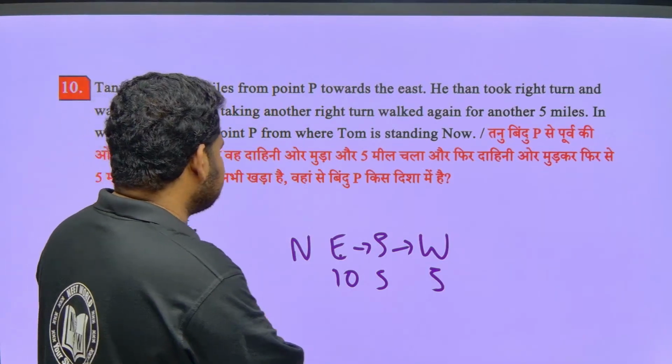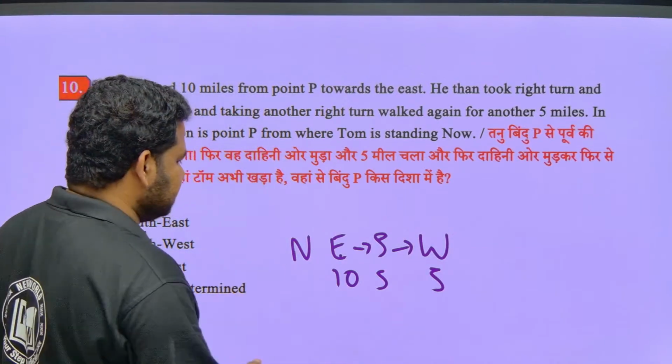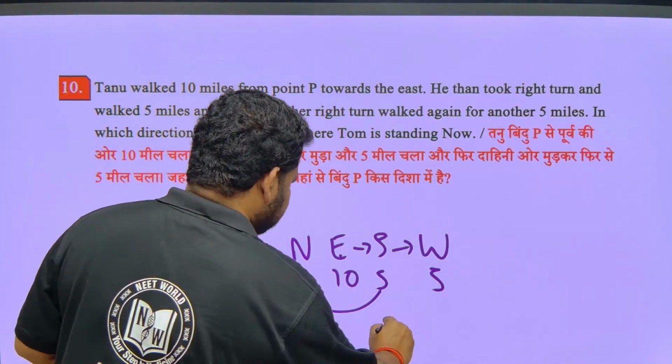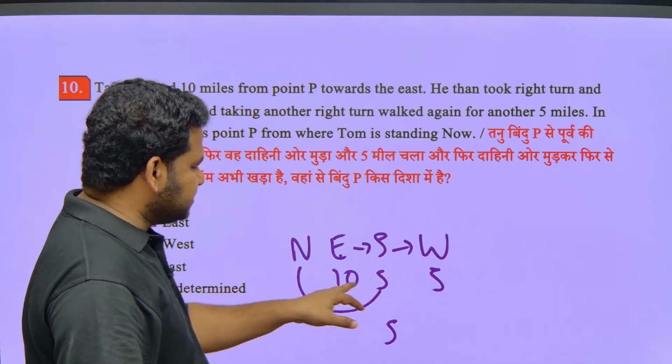So which direction is it? If they are asking how to find the direction, no need to worry. See here, north and south, what is the difference? I am getting 5. So under south only I will write 5, because there is no value here and the bigger value is 5 itself. Here it is 0.